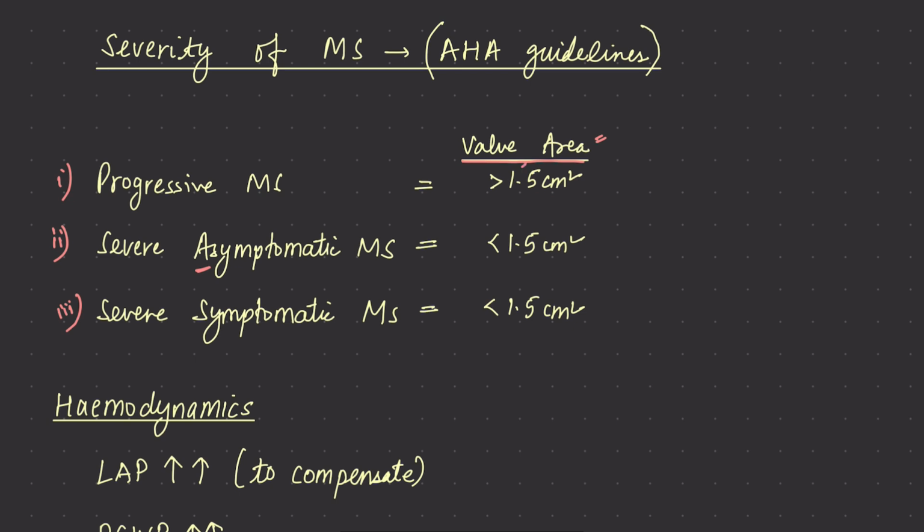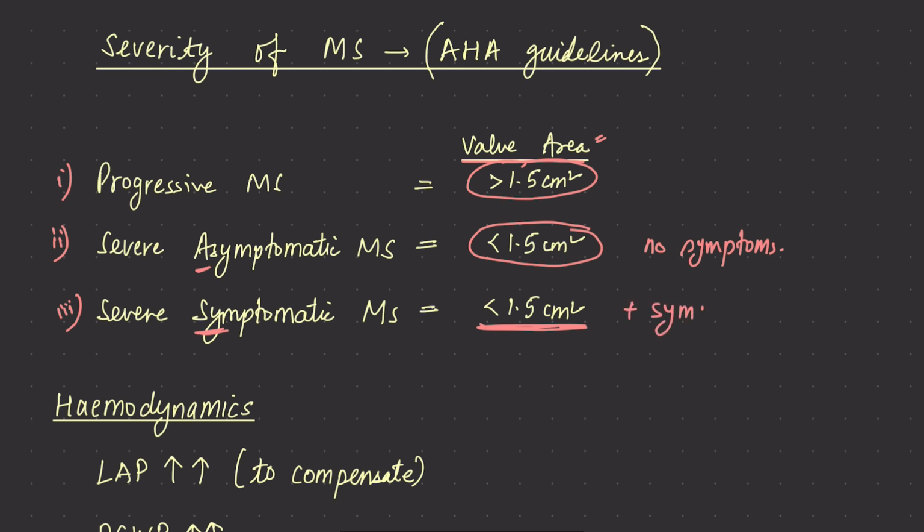Progressive MS is when the valve area is more than 1.5 centimeter square. Severe but asymptomatic is when the valve area is less than 1.5 centimeter square, with no symptoms, right? No symptoms. Severe but symptomatic MS is when the valve area is the same, less than 1.5 centimeter square, but there are symptoms.